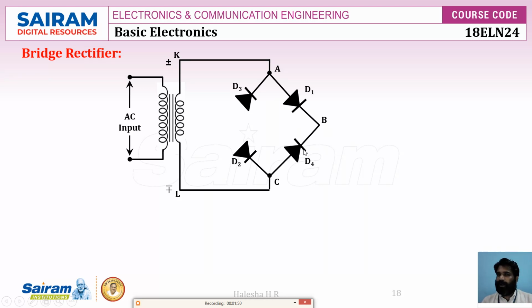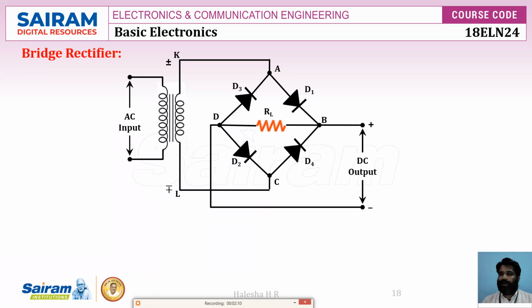So the negative of D1 and the negative of D4 are connected to one node, we say B. And similarly, the anode of D3 and the anode of D2 are connected to one node. Across this we connect one resistor, the load resistor RL, and we consider the voltage across this RL. This is the bridge rectifier. The important point is that two dissimilar polarities are connected to node A, which is connected to one end of the secondary of the transformer, and again another two dissimilar polarities are connected to node C, which is connected to the other end of the transformer.